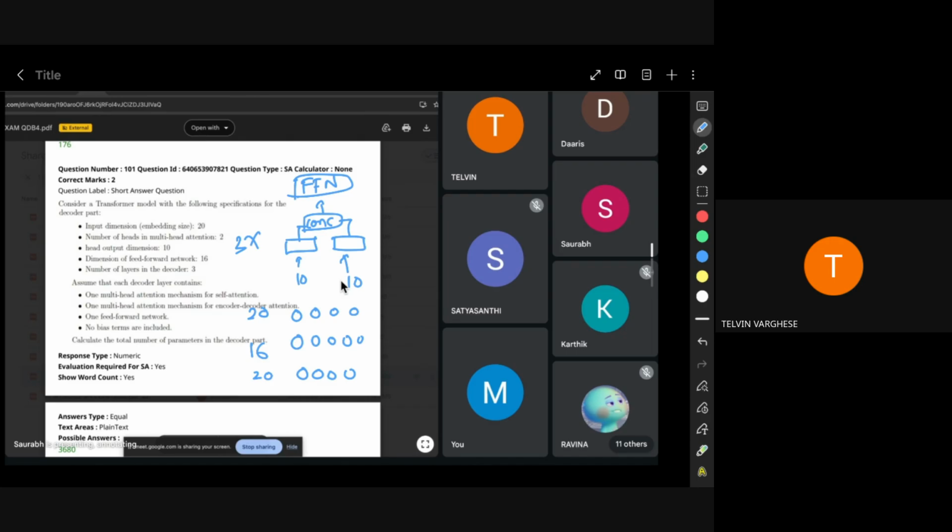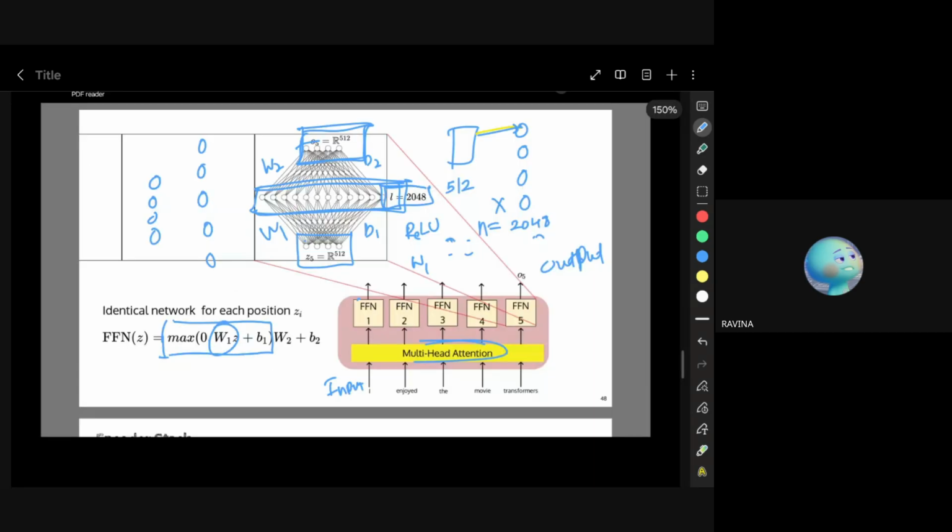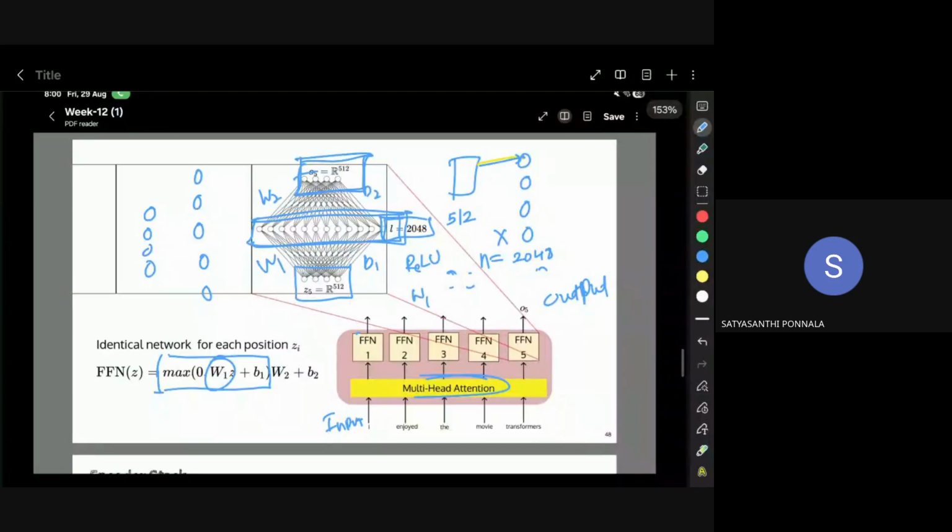Sir, after 16, why have you put one more layer of 20? That's how the feed forward network is, right? You can see these two layers, W1 and W2. So this is 16, and this is again 20. It will start with 20, then we are saying that there should be 16 in this, and then of course I need 20 again after I do all the computation.